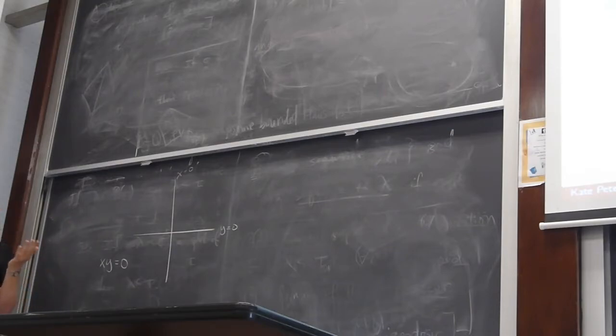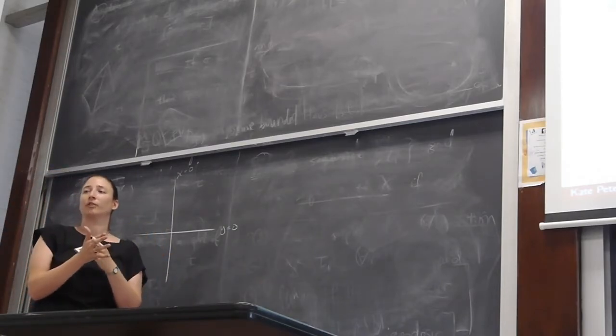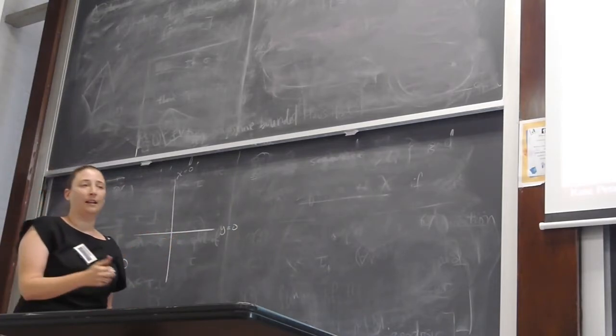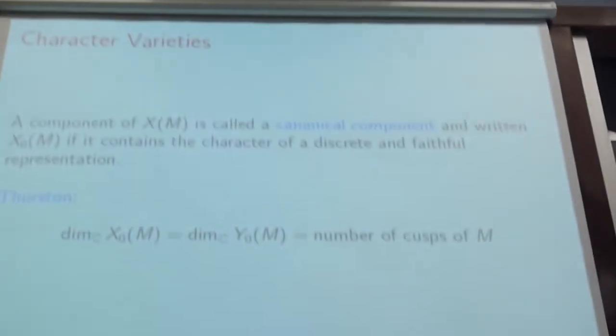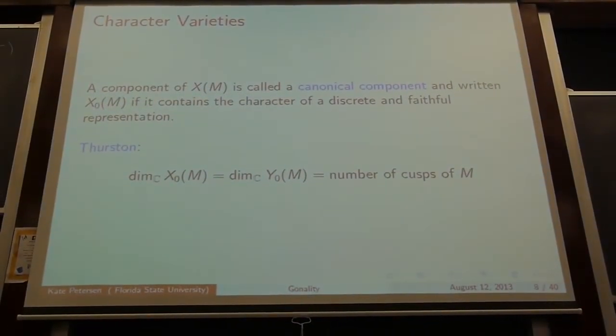But similarly, the character variety could have multiple components in it. So the reducible representations, for example, give you at least one component. And the component we're going to focus on, and you can ignore the existence of any other components from now on, is called a canonical component. So I'm going to write X sub 0. And there might be more than one, but any component is a canonical component if it contains a character that's associated to a discrete and faithful representation. Okay, so it has basically a point on it that corresponds to the finite volume complete hyperbolic structure on our manifold. Okay, so just ignore every other component there could possibly be for today.